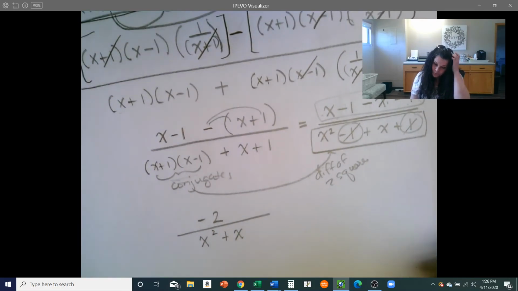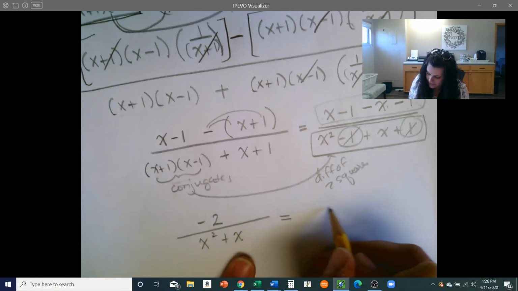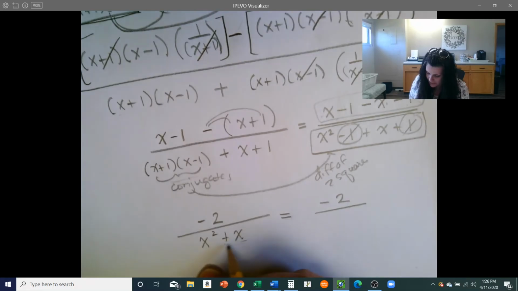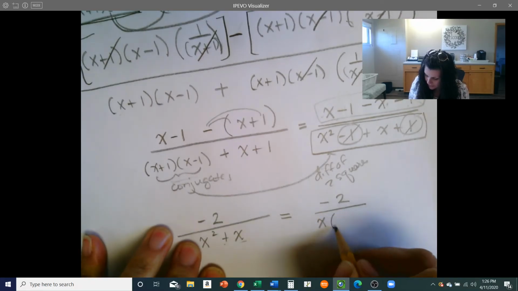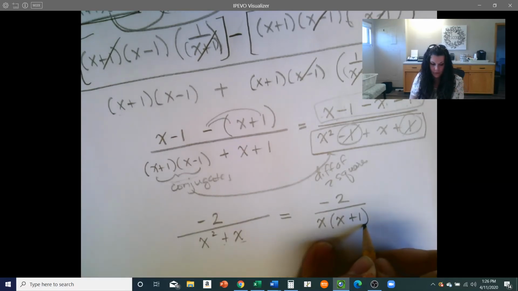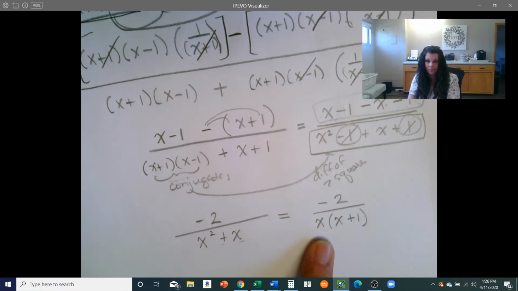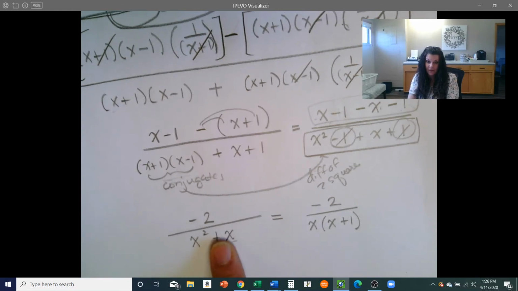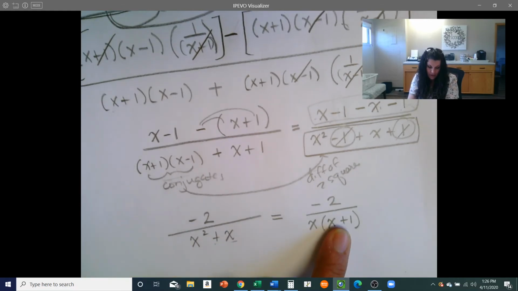Okay, now you could leave that, but it's going to be best if you factor that denominator because you're going to be able to see things a little bit more clearly. So I factored that out. I factored the x out. And so that's what I have.